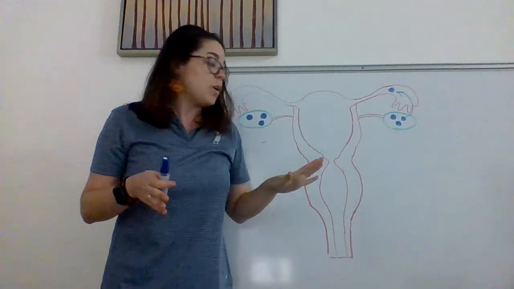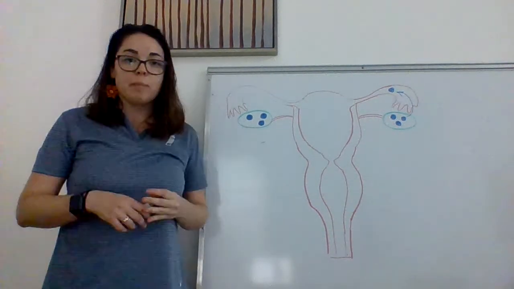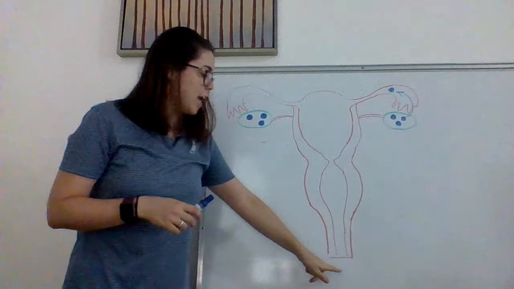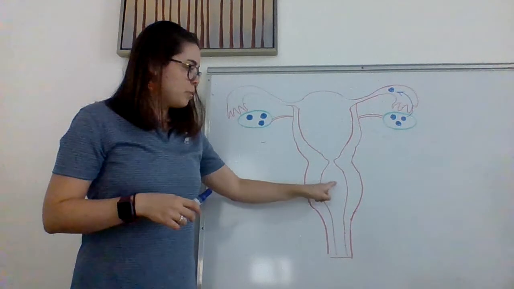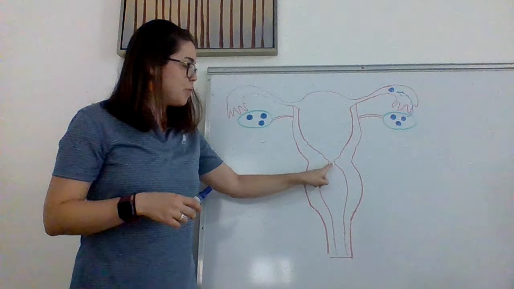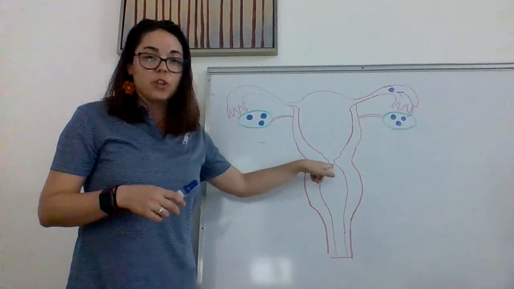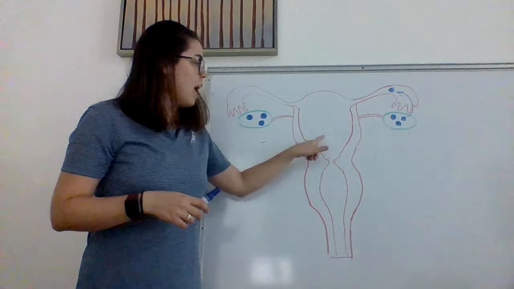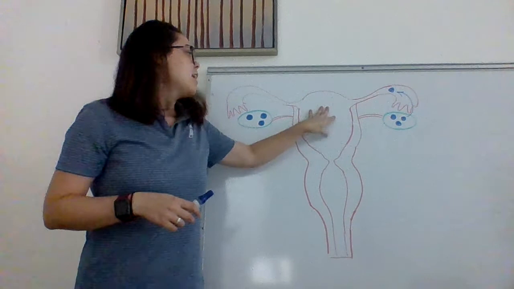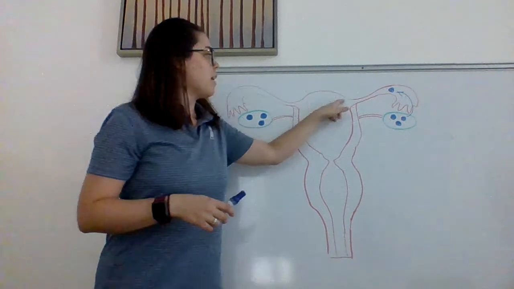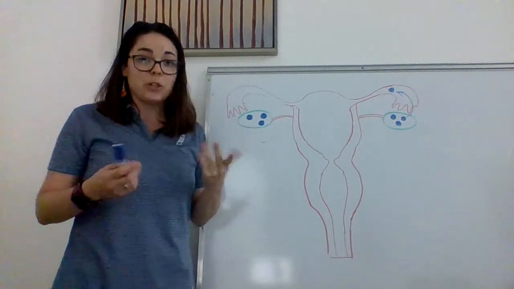So if a sperm cell enters the female's body, it will enter through the vagina, move up, swimming through this small entrance to the uterus, which is called the cervix. And once the sperm cell is in the uterus, it will swim to either the left or right fallopian tube.